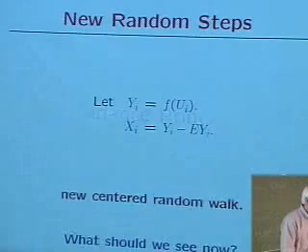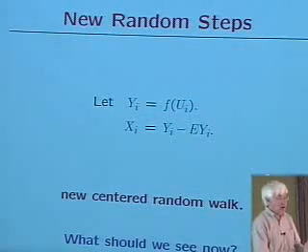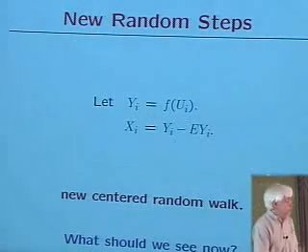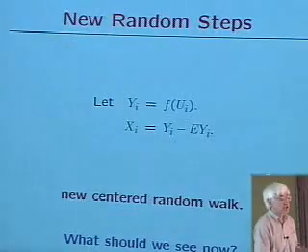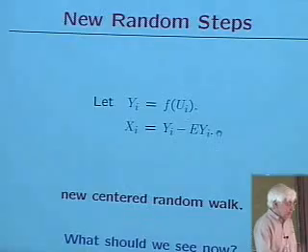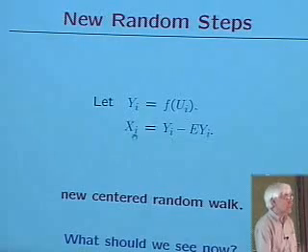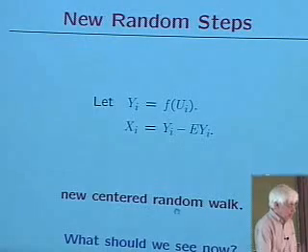Okay. So now, in order to see that, you can make new steps with different distributions and see if you don't see the same thing. You start with this uniform, and you take some function f of the uniform, and it gives you a new random variable y. Then as x, you subtract the mean of the y, so it's centered. We get a new centered random walk.